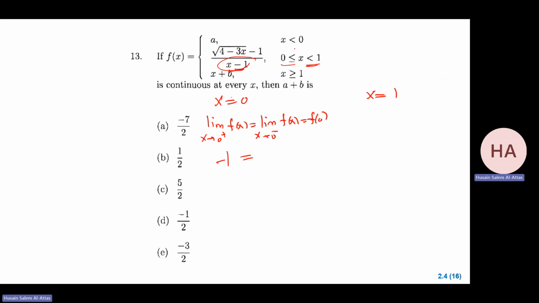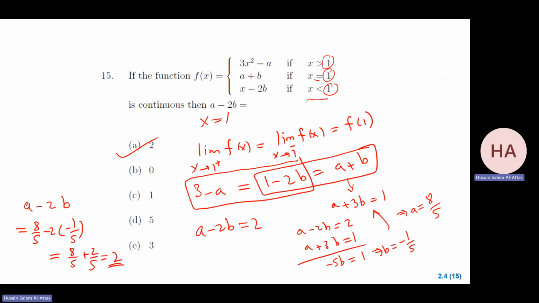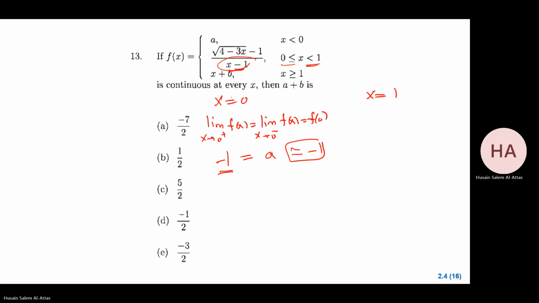Left of 0, it will be here. F of 0 will be the same thing, minus 1. So this is redundant; this is the same as this. Not like in this case, where it will make a difference since x equals 1 is defined alone. So I have a equals minus 1. Now for 1, I need to do what I did before. Actually, I can leave it. Now this is the limit as x goes to 1 from right, and the limit as x goes to 1 from left, equal f at 1.